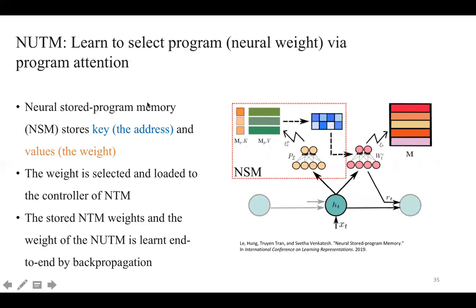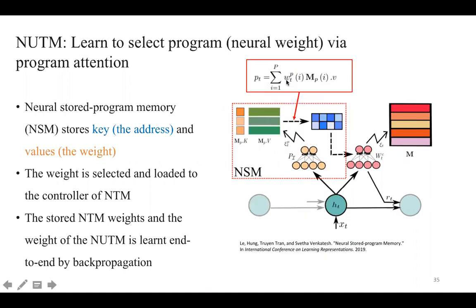And one neural implementation of the idea is a universal Turing machine. It tries to select the program or the neural weight by the program attention. So the program memory stores the key, which is the address of the program, and the values, which are the weight of the program. And the weight is selected and loaded into the controller of another neural Turing machine. So the whole architecture simulates a universal Turing machine, right? And everything is trained end to end. You don't need to design the modules, or you don't need to design the program by hand. Just let the model learn end to end.